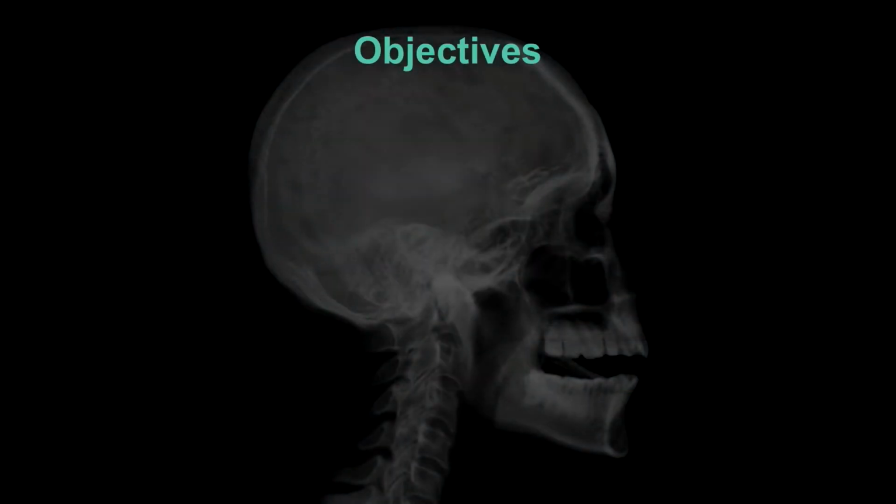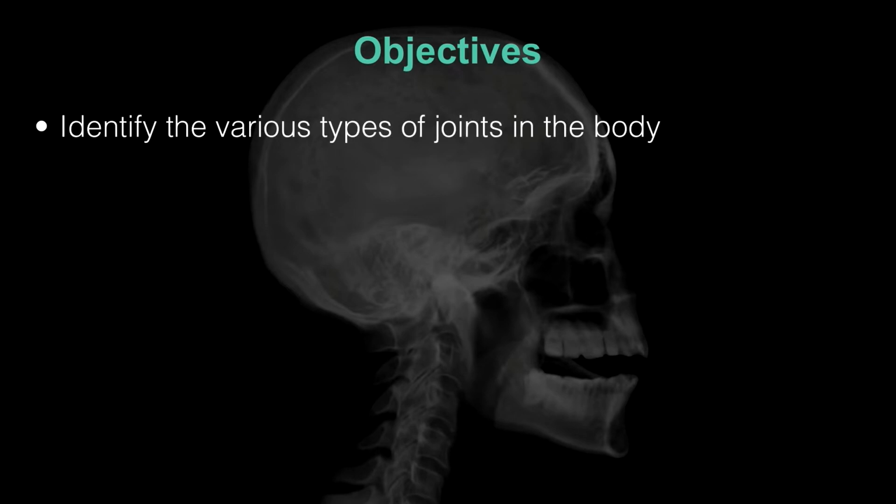The objectives of this chapter: 1, identify the various joints in the body. Just like the various bones in the previous slide, the various joints in the body are classified structurally, they're classified functionally, and there are a few obvious major joints that we refer to a lot. My favorite is the shoulder joint, because that's the one that always breaks on me. You might have your own favorite joint.